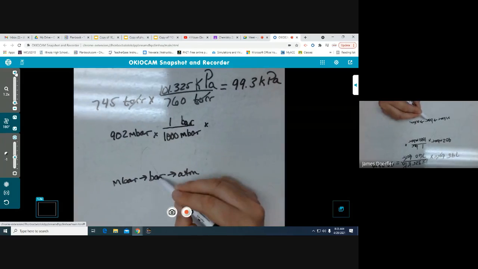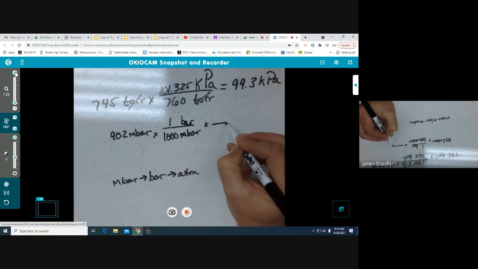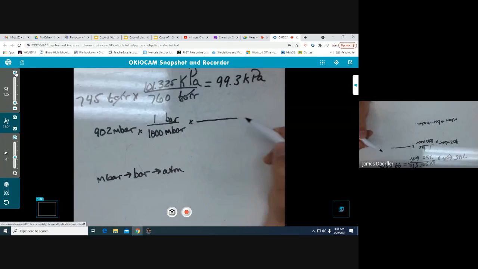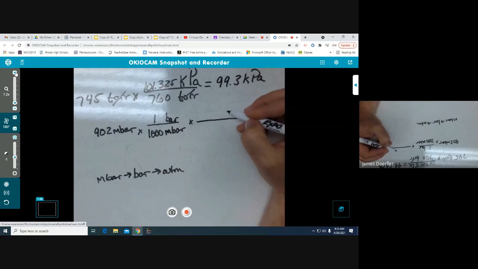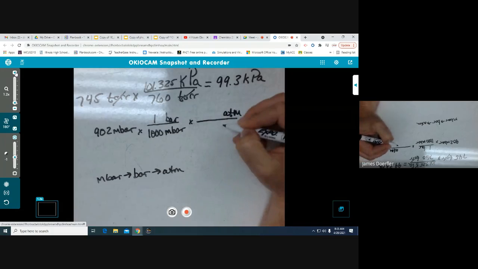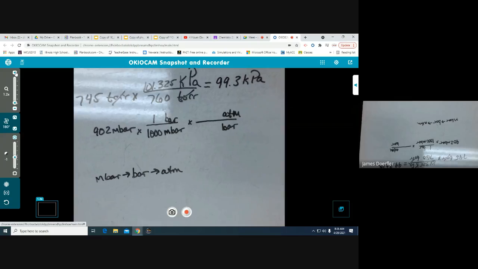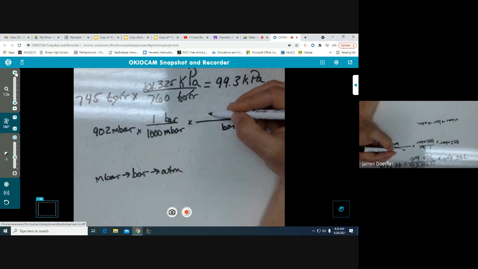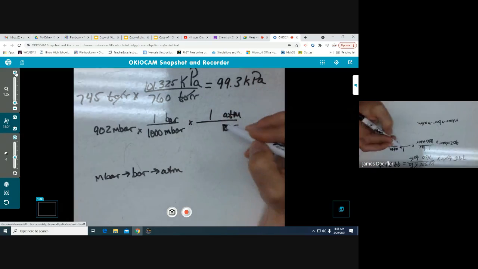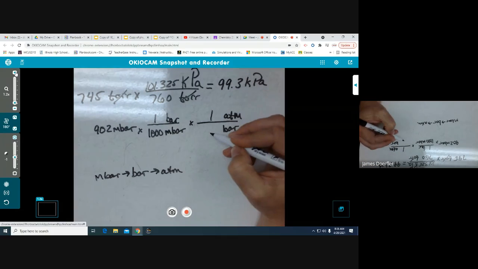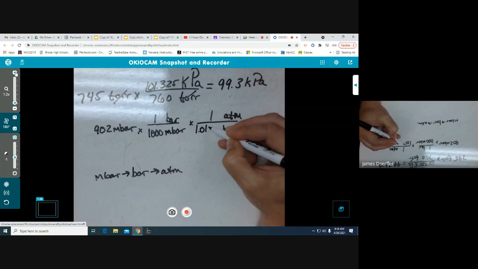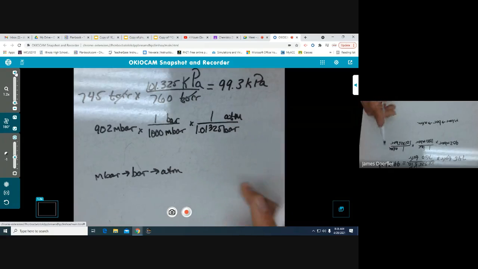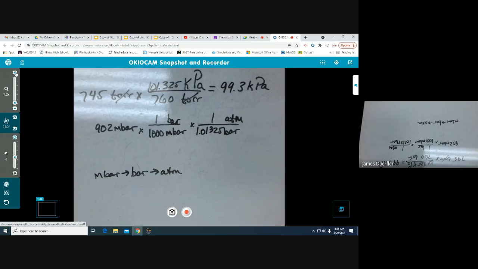Then our next step is to go from bar to atmospheres. What unit has to go on top? Atmospheres, very good. Bar goes on bottom. Now I want you to tell me what value goes on top. Uno. What about the bottom? Very good. Again, the numbers don't change from that slide. Okay?